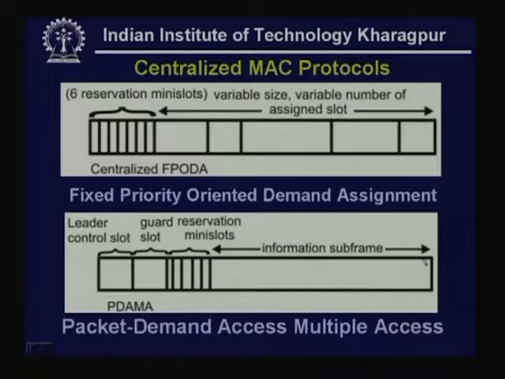And then there are centralized medium access control protocols. The centralized FDOMA is an extension of Roberts protocol. Here there are 6 reservation mini slots, as you can see, of variable length, but here one of the ground stations acts as a kind of master which does the reservation, and variable length data can be transferred in this fixed priority oriented demand assignment.